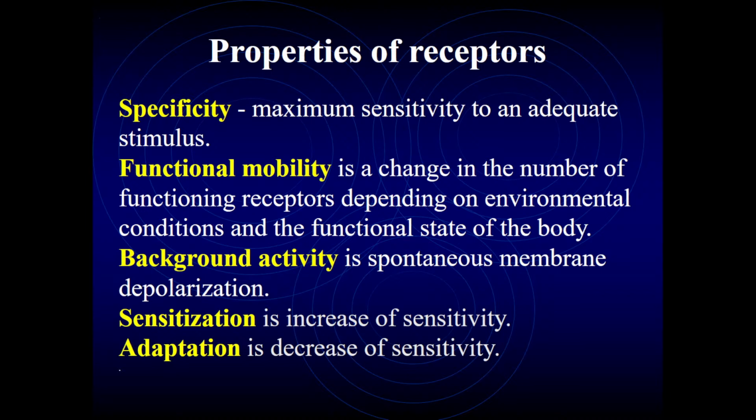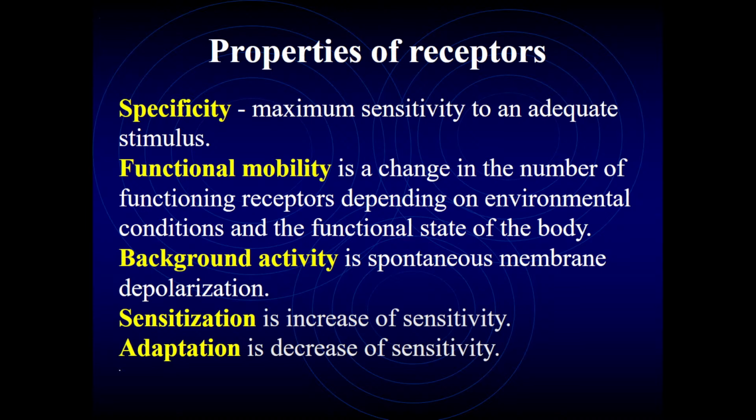Sensitization of receptors is increase of sensitivity. For example, the sensitivity of the eye to light after 30 to 40 minutes in the dark can increase 20,000 times. Adaptation is opposite property. It's decrease of sensitivity. With the long-acting stimulus, adaptation of the receptors occurs.